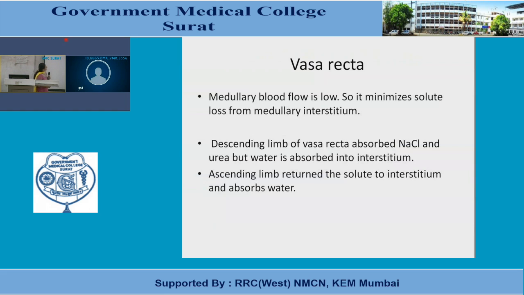So this is about the vasa recti. The medullary blood flow is low. This is very important. It's a very slow system, with a very long vasa recti. To minimize solute loss, the descending limb absorbs sodium chloride and urea, but water is absorbed into the interstitium. The ascending limb returns the solute, so no solute loss will be there. This is very, very important for maintaining the hyperosmolality.